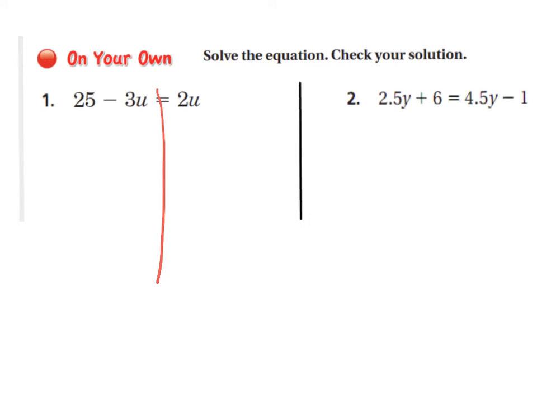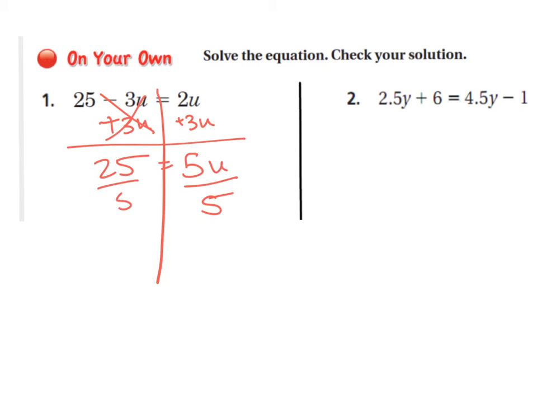Divide it in half. I'm not going to subtract 2u because that would leave nothing on that side, and I don't want that. So I am going to add 3u to both sides. 25 left on this side. This cancels out. This leaves me with 5u. Divide by 5 on both sides. U equals 5.